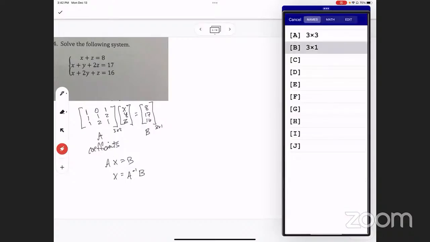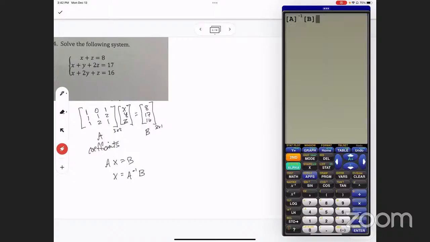Second matrix B. When I hit enter, watch what it gives me. It tells me my answer is 3, 4, 5. And remember what those were? X, Y, and Z. So x equals 3, y equals 4, and z equals 5. So that's the easiest way to do these problems if they're allowing you to use a graphing calculator.